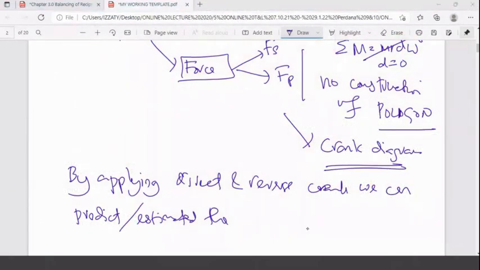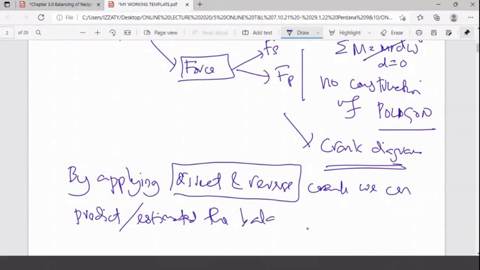So estimated by applying direct and reverse crank. What is direct and reverse crank? We'll explain it later. With the crank, we can predict or estimate the balancing of the engine.